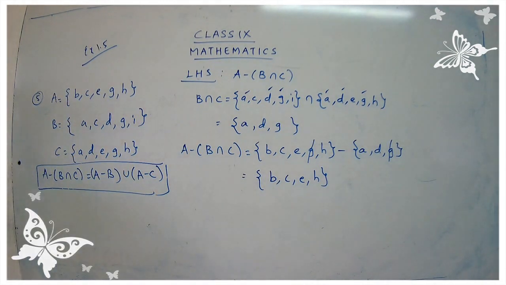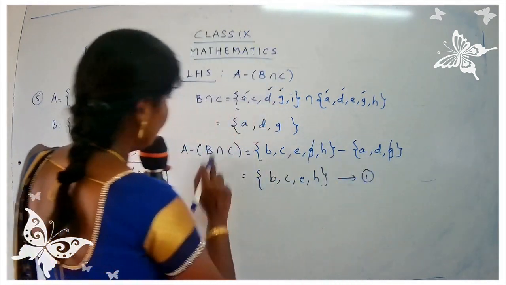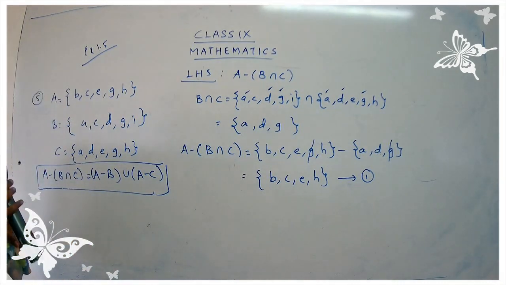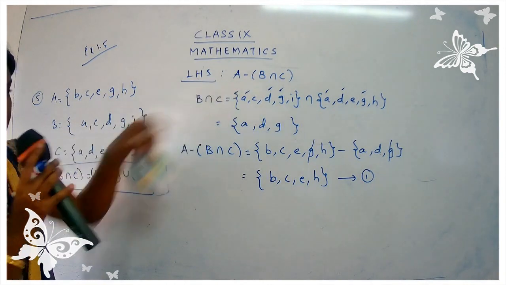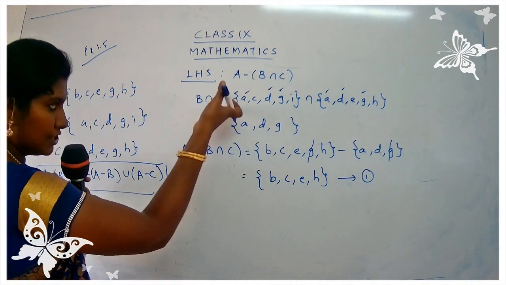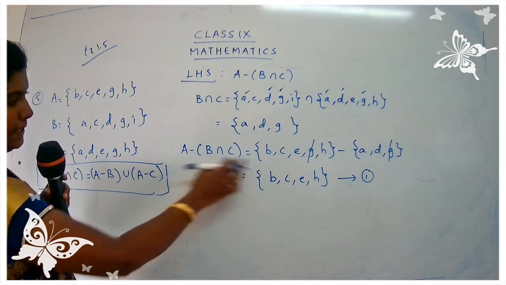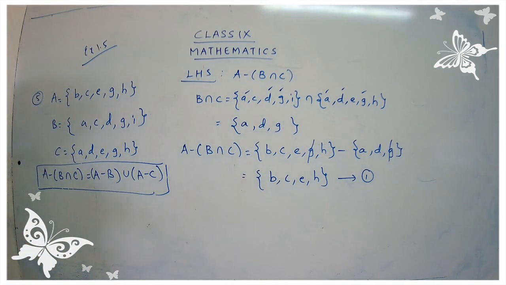And try to give a number over here. Try to give this as number 1. That is the LHS part. So we found B intersection C. I hope you are clear. A minus B intersection C. So we have taken the B intersection C part. And once you take B intersection C part, you are going to take A minus B intersection C. And we get the answer B, C, E, H. Okay. Now let's go for the RHS part, children.